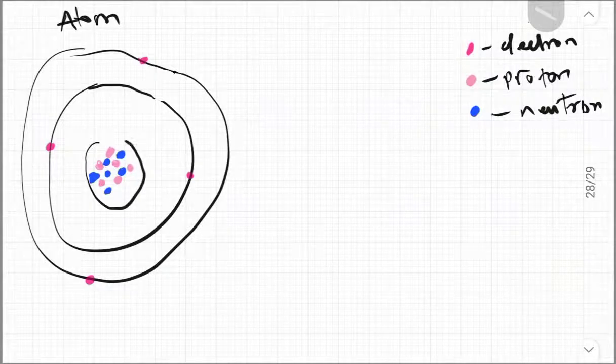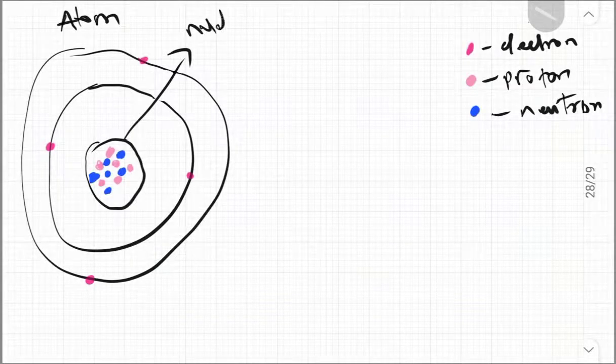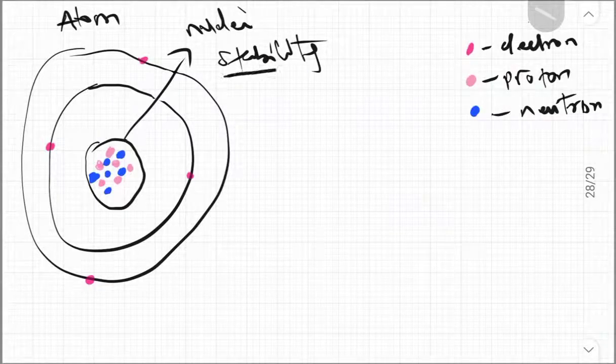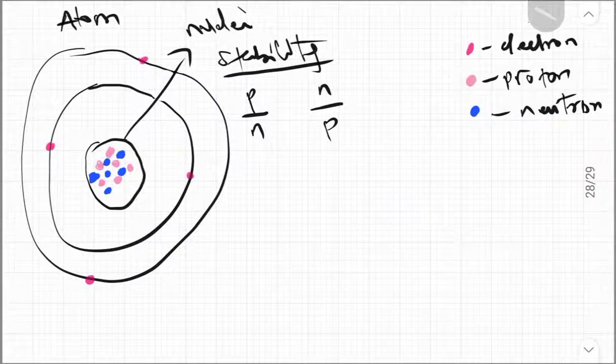So this is a nucleus. Sorry, a nuclei rather. This is a nuclei, singular. So the stability of an atomic nuclei, that is how stable this nucleus will be, depends on the ratio of the number of proton to that of number of neutron, or the ratio of number of neutron to that of proton. So stability of an atomic nuclei depends on the proton-neutron number or the neutron-proton number. Of course, it is a ratio.